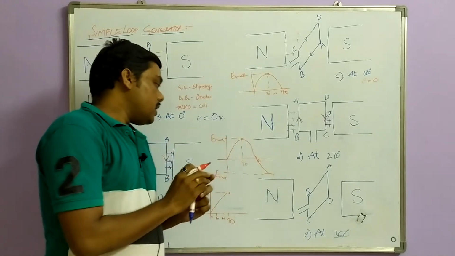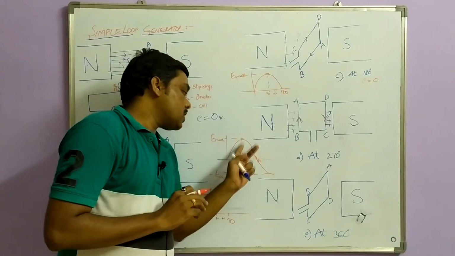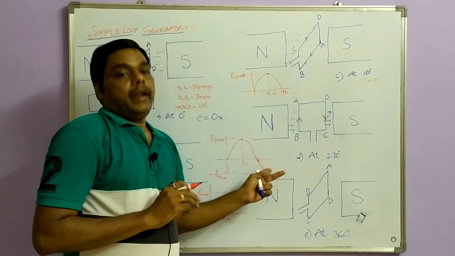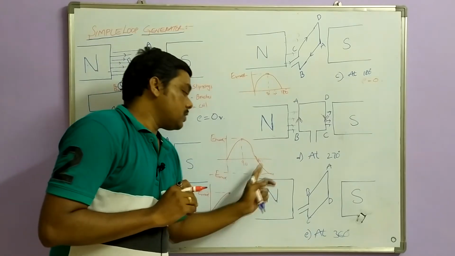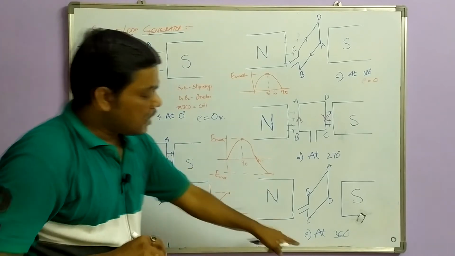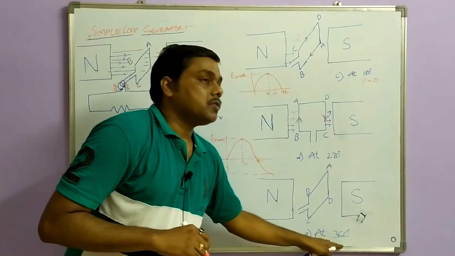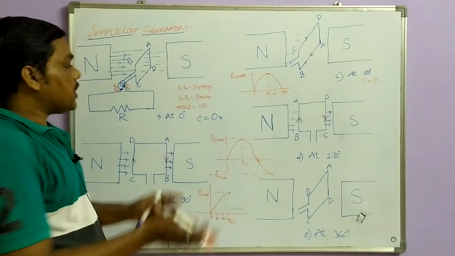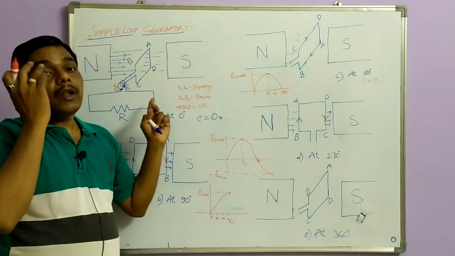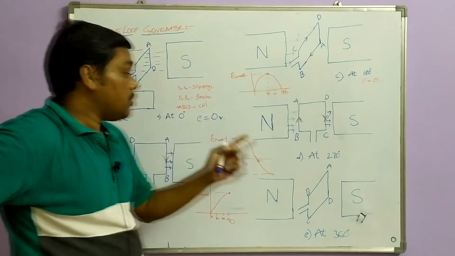So the generated EMF has one positive cycle and one negative cycle, up to 270 degrees. Now moving into the 360 degrees position, which is nothing but we are back to 0, similar to your 0. So what is happening again here?